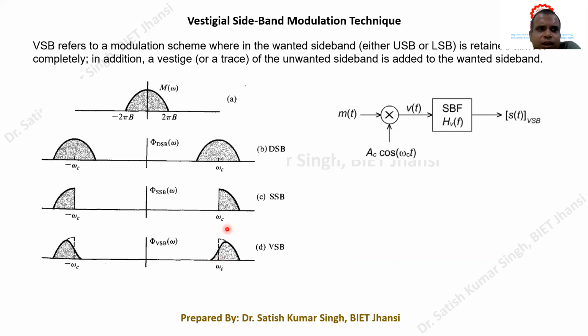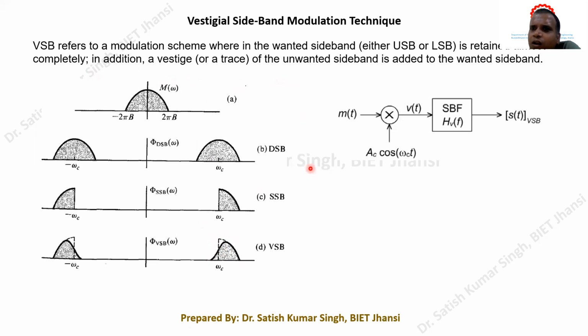What we are doing in VSB, as its name suggests, is a vestigial sideband modulation technique. We are keeping almost the wanted sideband completely. A little part is actually removed, as you can see in this part, and then we are also keeping a little part of the other sideband.